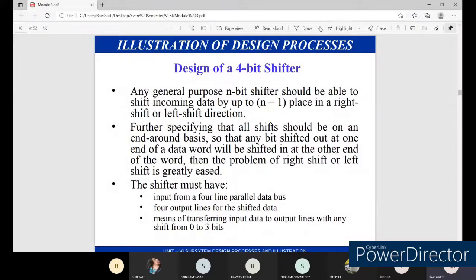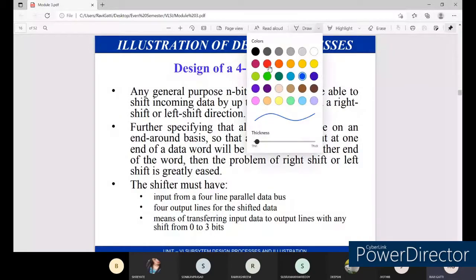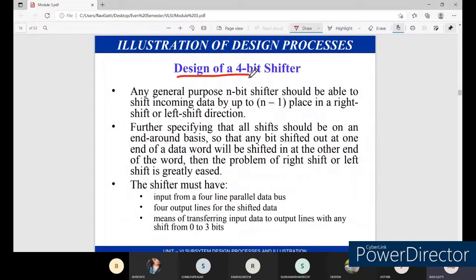So as the name suggests, we are going to design, and we are going to take care of the different types of design aspects we need to consider, or the design procedure we need to consider in the case of the design of a 4-bit shifter. So generally, what do you mean by a shifter?